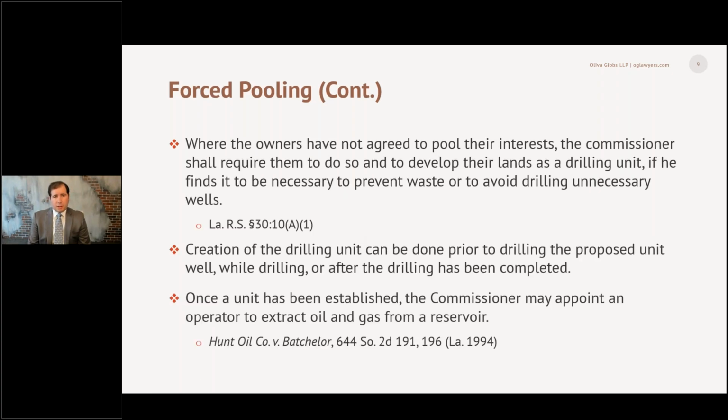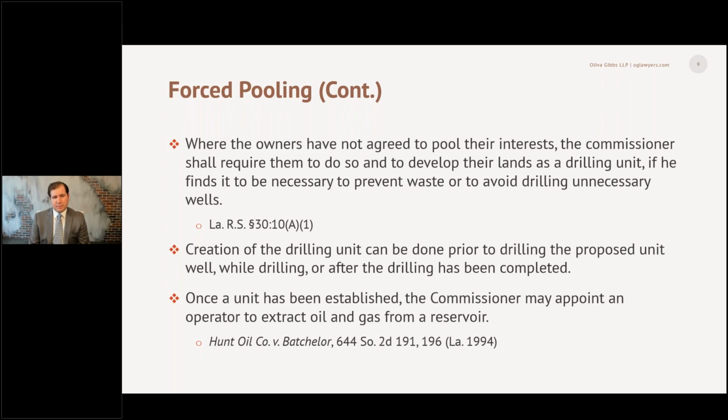Again, forced pooling: if owners have not agreed to pool their interests, the commissioner shall require them to do so and to develop their lands as a drilling unit if he finds it necessary to prevent waste or avoid drilling unnecessary wells. This is taken directly from the risk fee statute in Louisiana, the exact language that is in the statute. The creation of these forced pool drilling units can be done either prior to drilling the proposed unit well, while drilling the well, or even after the drilling has been completed.